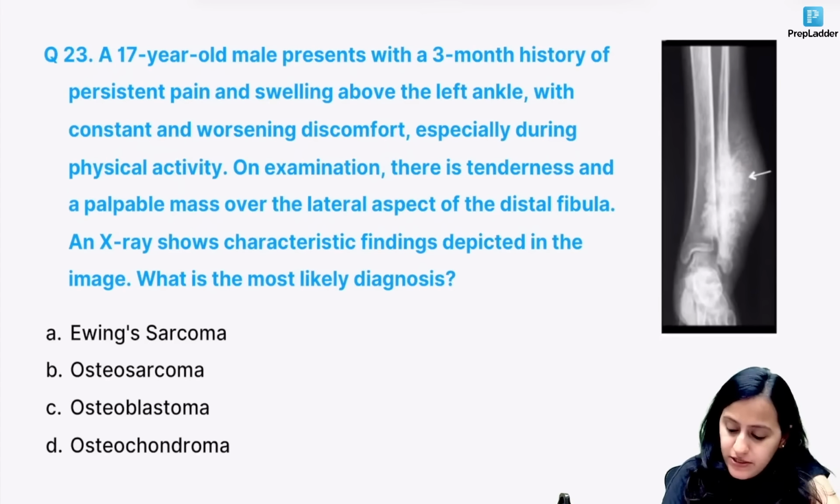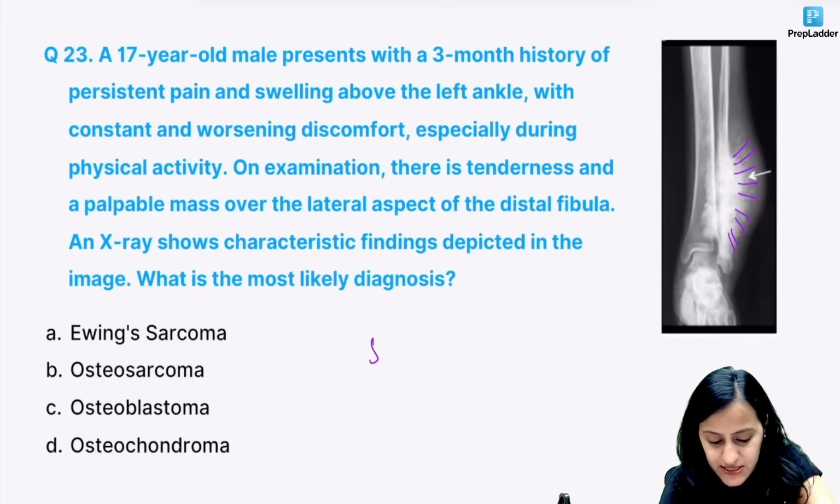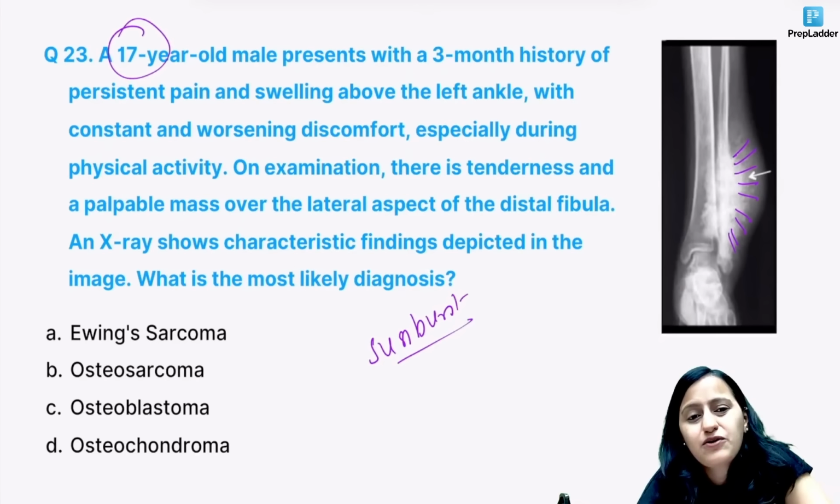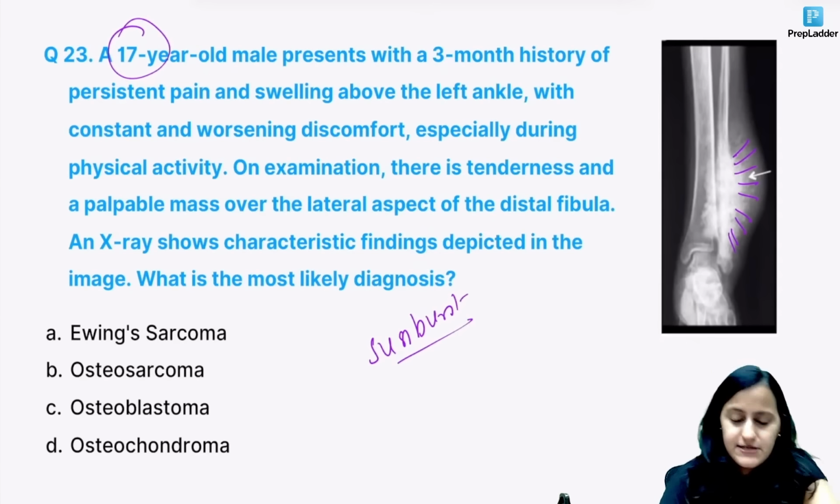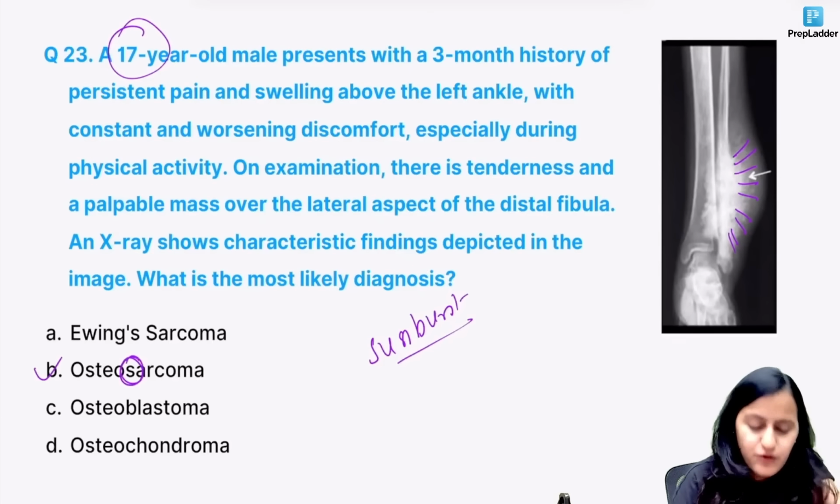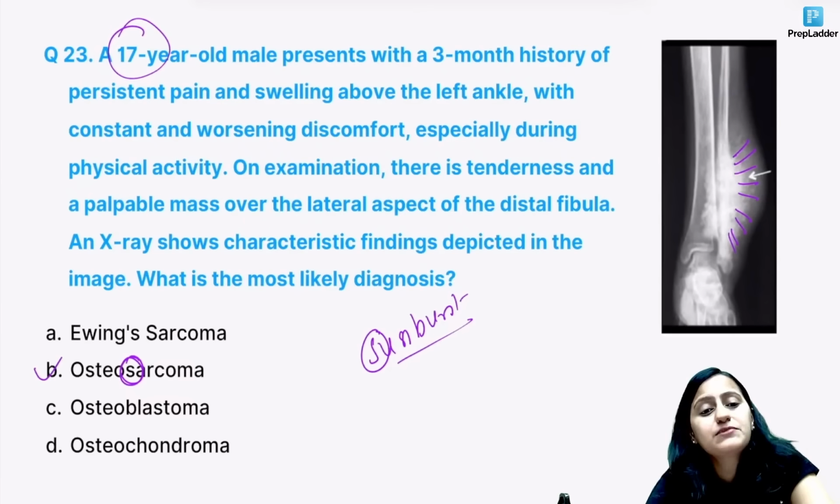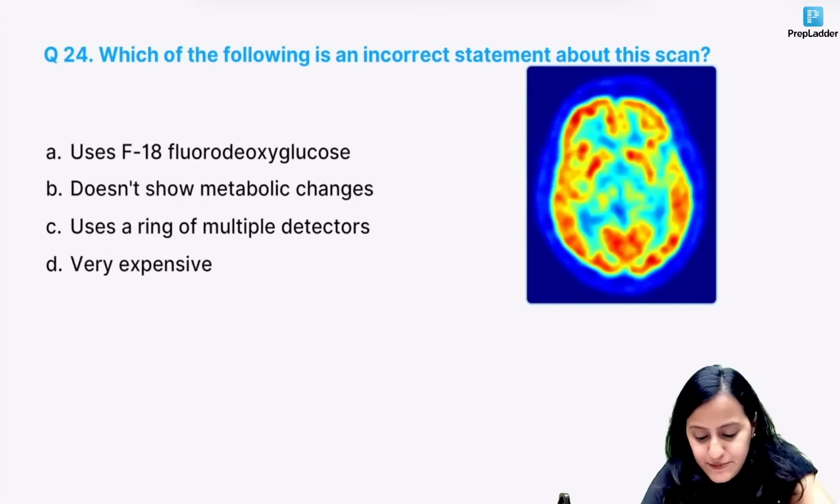Straightforward image, spotter image. You can see this sunburst pattern of periosteal reaction. The sunburst periosteal reaction, in a 17-year-old this is a common bone lesion. That is going to be osteosarcoma. Remember S for S. Osteosarcoma is what has sunburst periosteal reaction. Okay, clear? Next, which of the following is an incorrect statement about this scan?